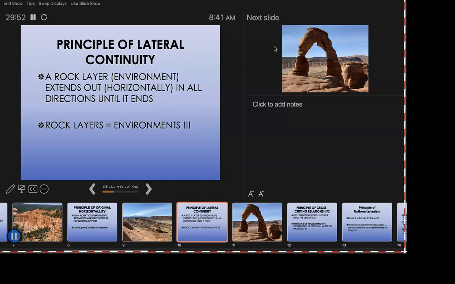So that's one aspect of lateral continuity: the rock goes on until it doesn't, and then it turns into another rock, typically. And that change means you're changing environments.